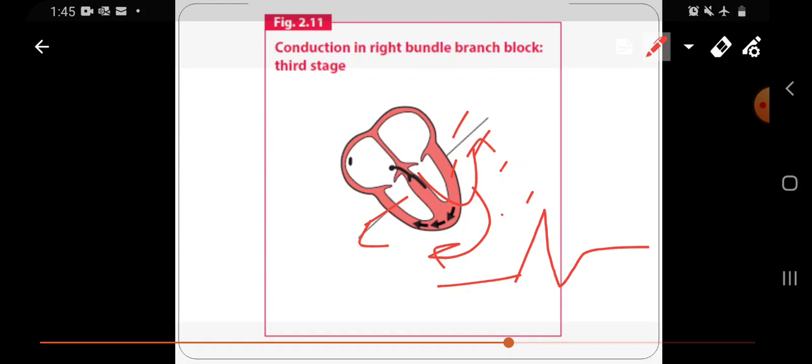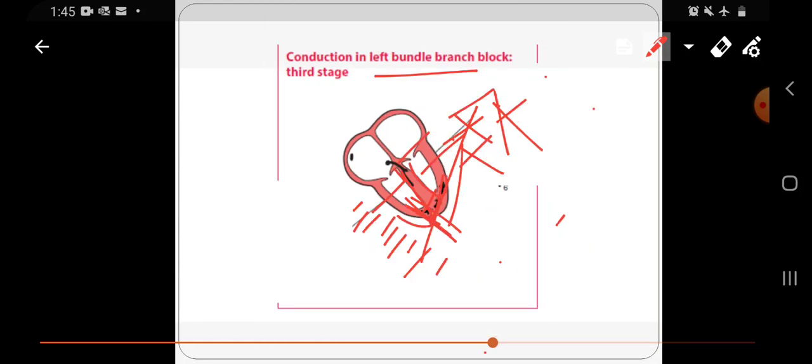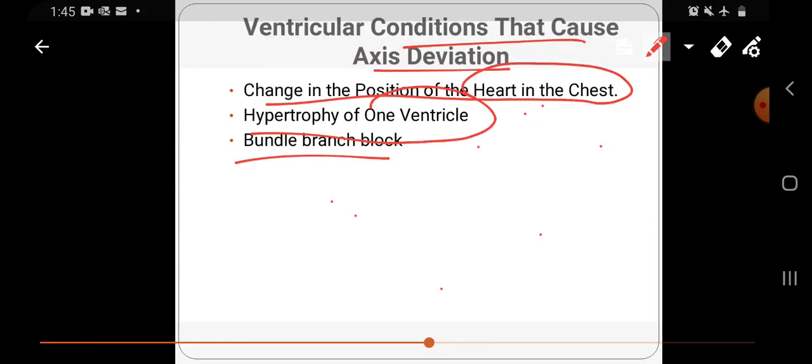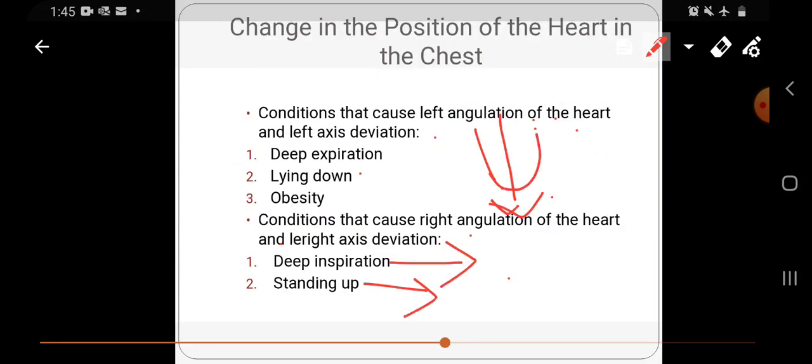So regarding axis deviation, if it is there, it doesn't always mean that there is something wrong with the patient. Sometimes it is due to, as we said here, a change in the position of the heart in the chest due to, for example, expiration or inspiration, lying down or standing up, being obese or thin.